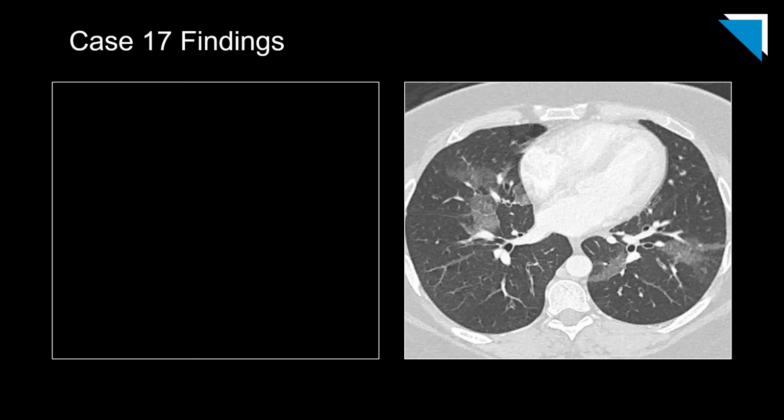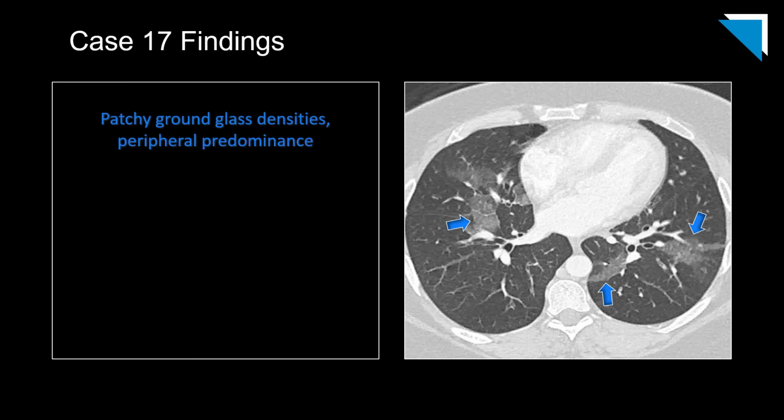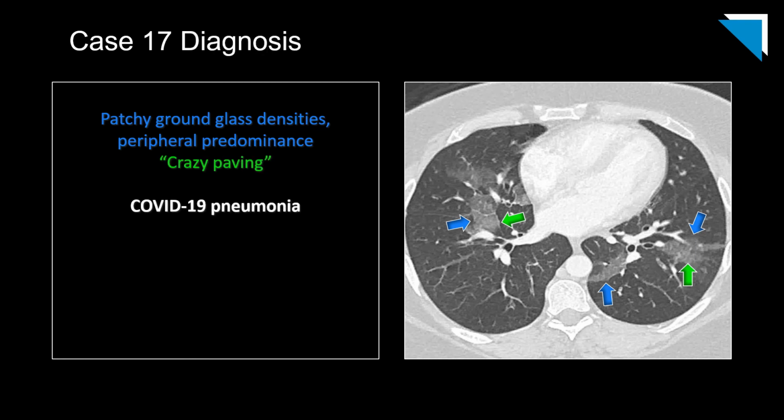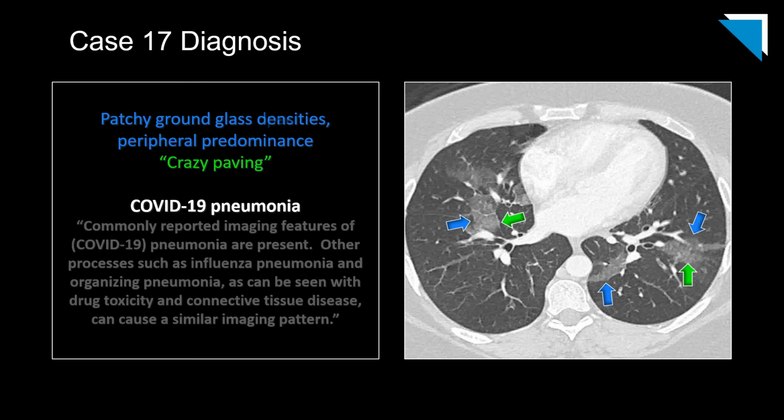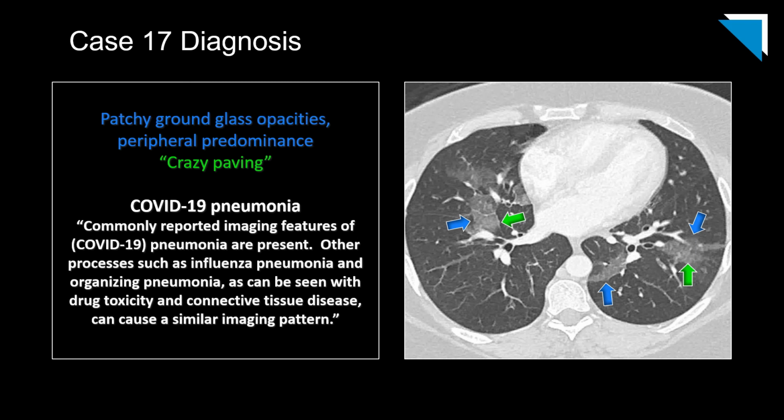Reviewing our findings, we have bilateral ground glass densities with a peripheral predominance. Most of these infiltrates are associated with the characteristic crazy paving. And that is more than enough to put us in the typical classification. And our impression should reflect that commonly reported imaging features of COVID-19 pneumonia are present.